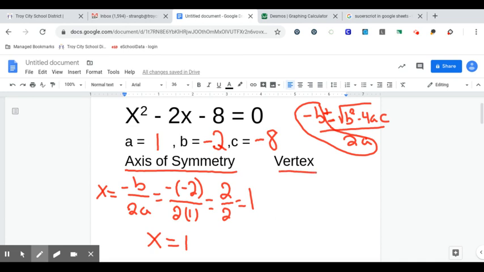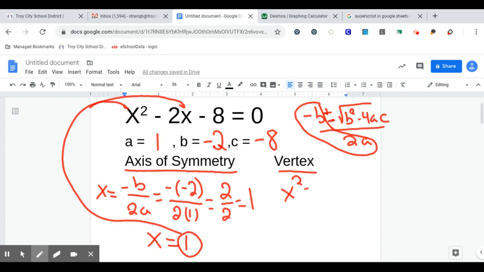For our vertex, all we need to do now is take 1 and plug it into our original equation. So we're just going to take the 1, plug it into that x, plug it into that x. So I'm just going to rewrite the equation, x squared minus 2x minus 8 equal to 0. So then I end up with 1 squared minus 2 times 1 minus 8. And at this point, I shouldn't be writing equal to 0 because it's not going to equal 0. We'll write it as f of 1 because we subbed it in for our x.